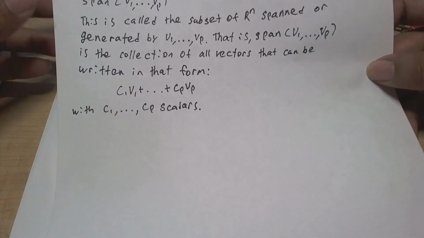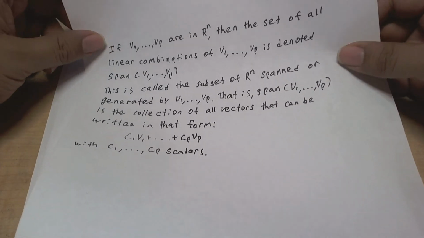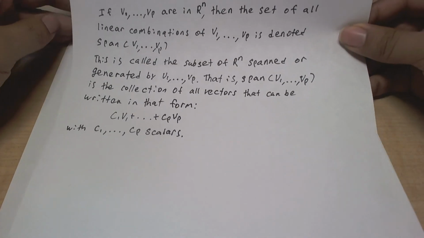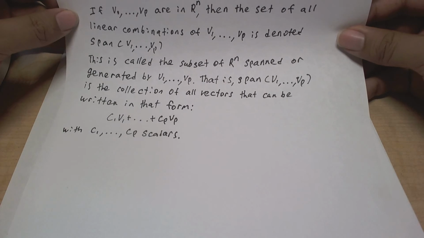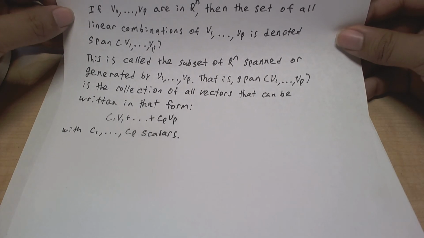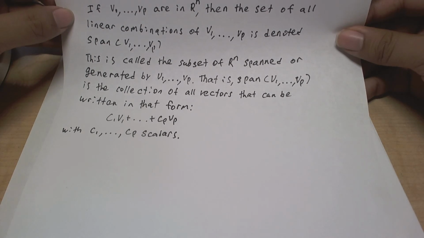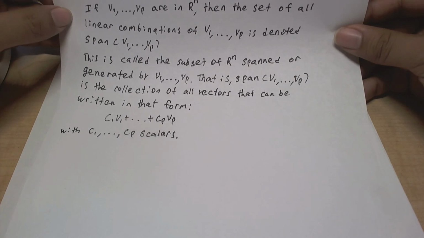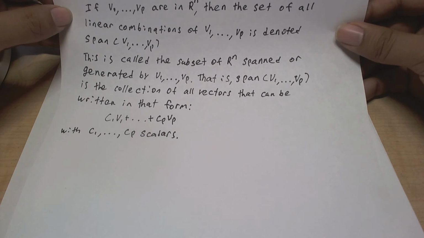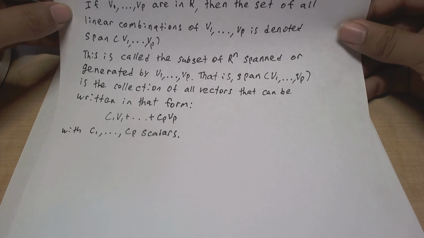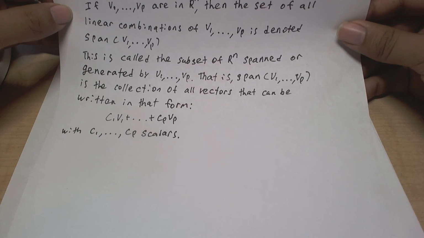Okay, here is the definition of a span of a set of vectors. Let me put it correctly in frame. Now it states, if V1 all the way to Vp are in Rn, then the set of all linear combinations of V sub 1 to Vp is denoted span V sub 1 to Vp. This is called a subset of Rn spanned or generated by V sub 1 all the way to V sub p. That is, the span of V sub 1 to V sub p is a collection of all vectors that can be written in that form: C sub 1, V sub 1 plus dot dot dot plus C sub p, V sub p, with C sub 1 all the way to C sub p scalars.